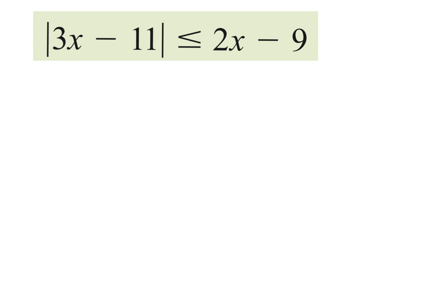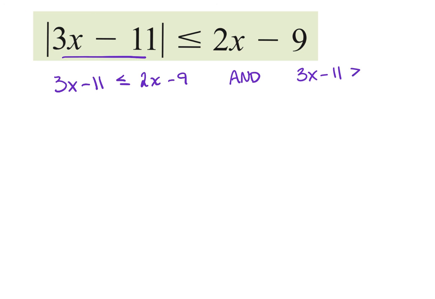We're going to do this one together. So here you have 3x minus 11 is less than or equal to 2x minus 9. It's a less than, so is this and or? It's and. So I'm going to take my inside. And I'm going to say 3x minus 11 is less than or equal to 2x minus 9. And 3x minus 11 is greater than or equal to negative 2x minus 9.